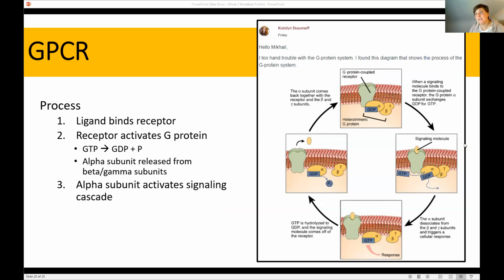Okay. So enzyme-linked receptors, G protein coupled receptors. Oh, a student sent me this actually from the Monday, Wednesday, Friday class, but I still wanted to share it with you. This is just another kind of diagram showing the GPCR process. So I just included it for reference.